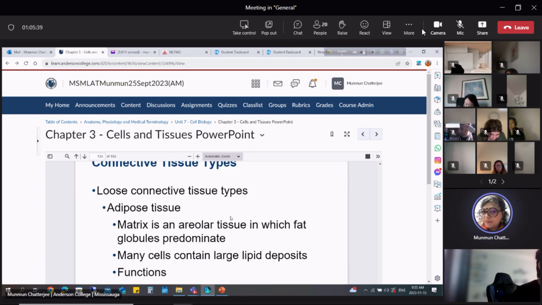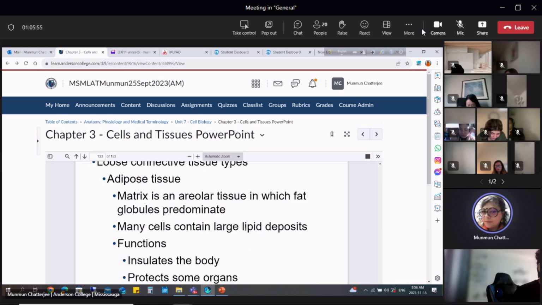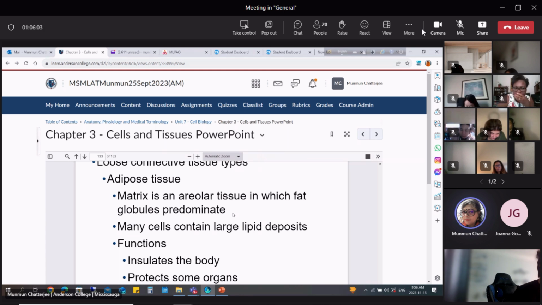Now, see the loose connective tissue. There are adipose tissue. What is the adipose tissue? It's a matrix and areolar tissue in which fat globules predominate. Where can you find the fat droplets or fat globules? Adipose tissue. This is the only tissue which houses the fat or fat globules.